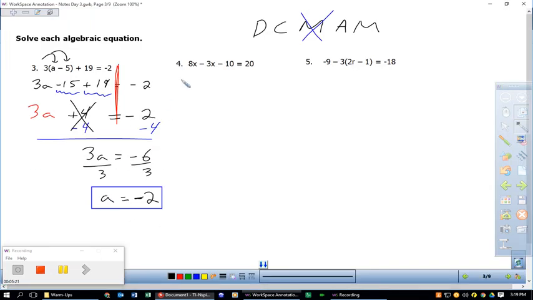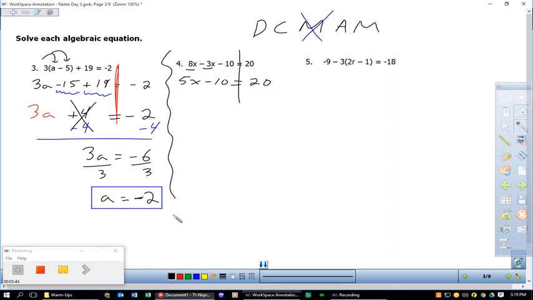All right, number 4, distribute. Is there anything to distribute? We have to have parentheses, right? No parentheses. Can't distribute. So next we go to combine like terms. We can combine two things over here. 8x minus 3x, so that's 5x minus 10, we'll bring the minus 10 down, equals 20.